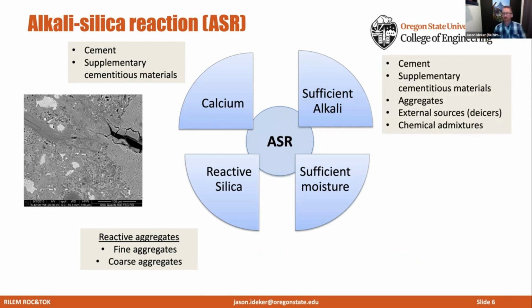You also need alkalis to be present. Again, this mainly comes from the cement, but also can be contributed by supplementary cementitious materials. It can be contributed by aggregates, external sources such as de-icing chemicals, and chemical admixtures as well.